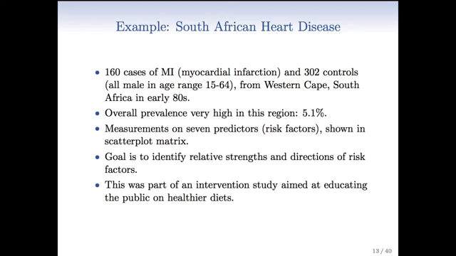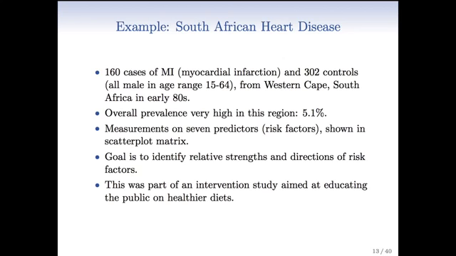So they did a study in South Africa. It was a retrospective study. They went and found 160 cases of white males who'd had myocardial infarction, which is a fancy name for a heart attack. And amongst the many people who hadn't had a heart attack, they took a sample of 302 controls, right? So it's called a case control sample.